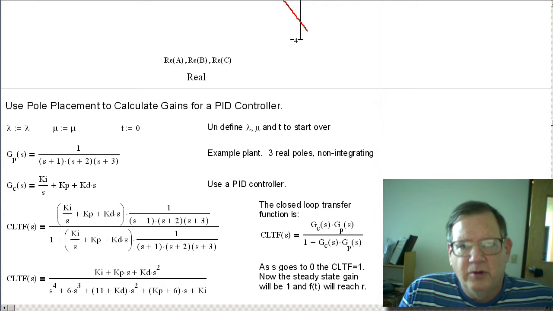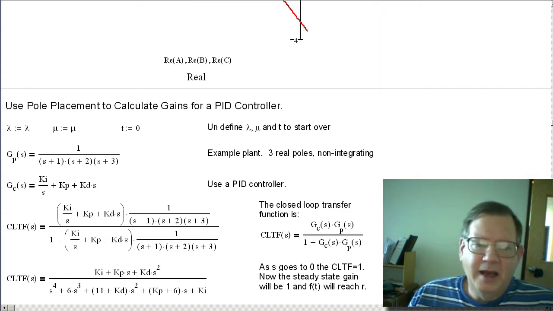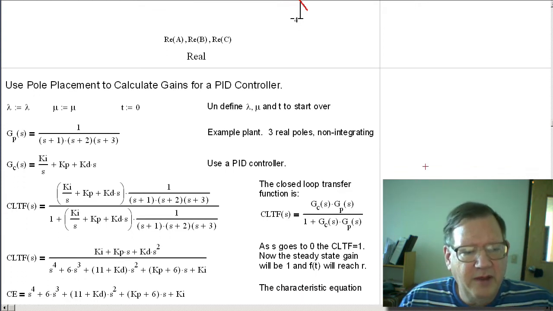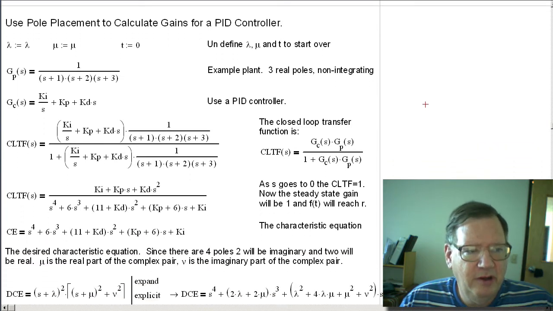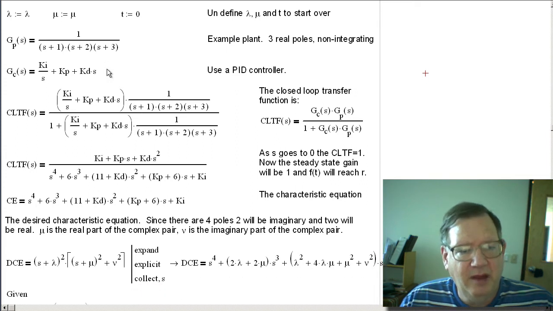So far, the root locus has proven to be useless because we can never use that for a real closed loop system. So let's try using a PID. And we'll find that even a PID has problems. So let's start with the original open loop plant. There's 3 real poles, and it's a non-integrating system.